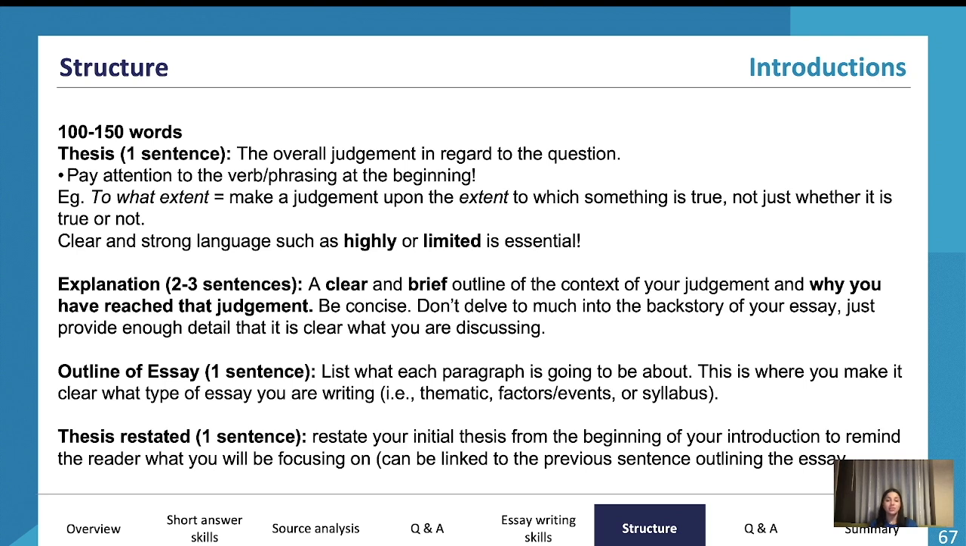Say what extent. Don't just say it's true. Say it's true to a significant extent. It's true to a limited extent. And that's where that strong language and just the clarity in your language is so, so important.